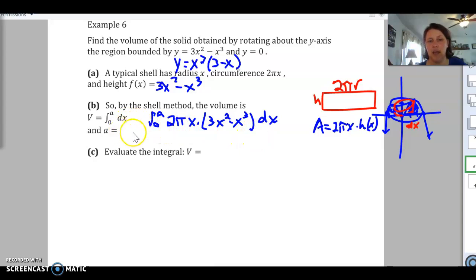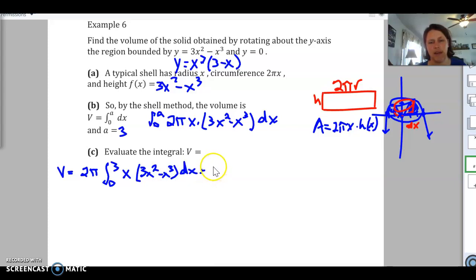And what does a equal? If we look back at our picture, how far did we go? From 0 to, remember what this amount was right here? That was 3, where x equals 3. We got that from our zeros when we graphed our picture. So a is equal to 3. So what we're actually going to evaluate to find our volume is, I'm going to pull out 2 pi, from 0 to 3 of x times 3x squared minus x cubed dx.